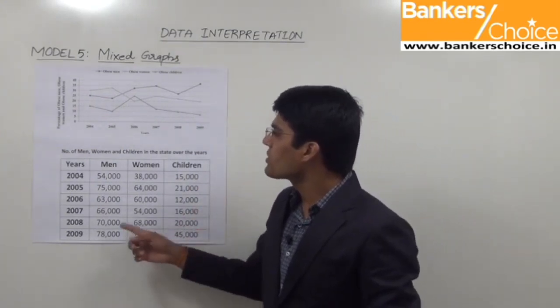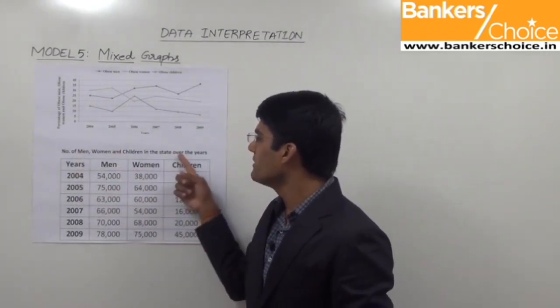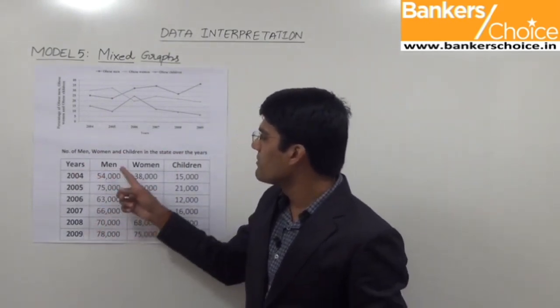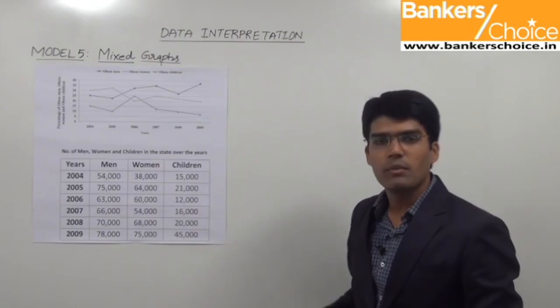Now the table here shows number of men, women and children in the state over the years. So from 2004 to 2009 the number of men, women and children has been given here.